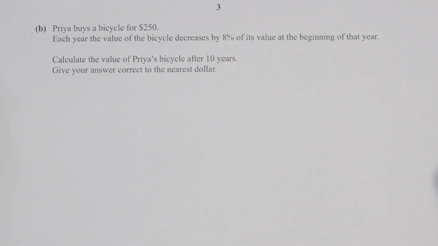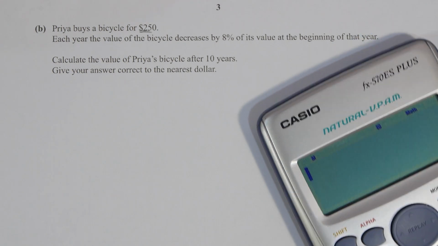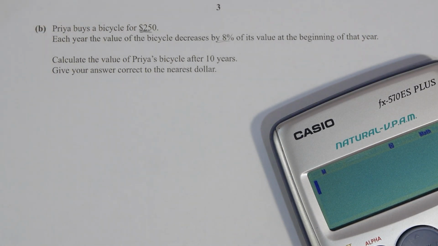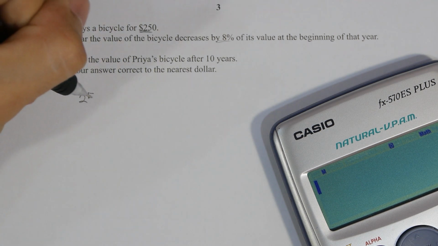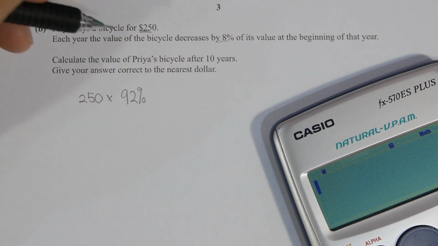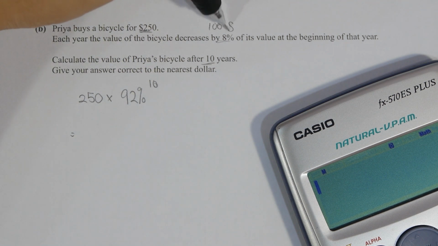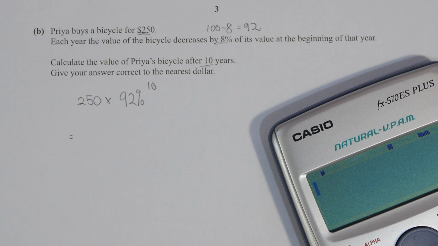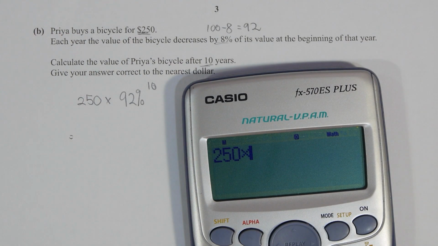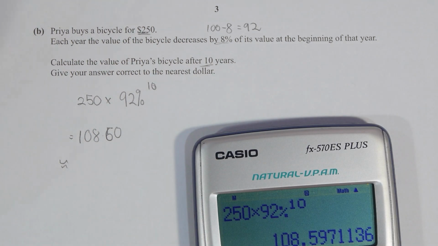Whereas for part B, Priya buys a bicycle for 250 and each year the bicycle decreases by 8% of its value. So find the bicycle's value after 10 years. So 250 times 92% to the power of 10. Then you will get 108.6, and the keyword here is nearest dollar, hence you are required to round it up to 109.